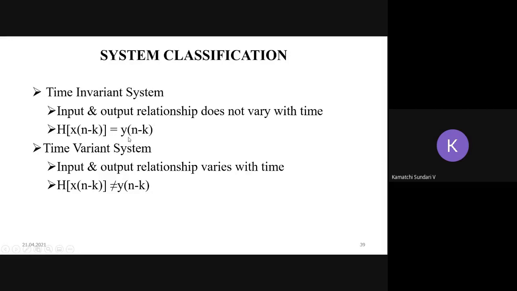Now you check whether these two are equal or not. Left hand side will be equal to right hand side or not. If it is equal, then that is a time invariant system. The meaning here is the input and output relationship does not vary with time, whether varying on the input side or on the output side. The system response will be the same. That is the meaning. But if it is not equal, then it comes under the time variant system. The meaning here is it varies with respect to time. The input output relationship varies with time.